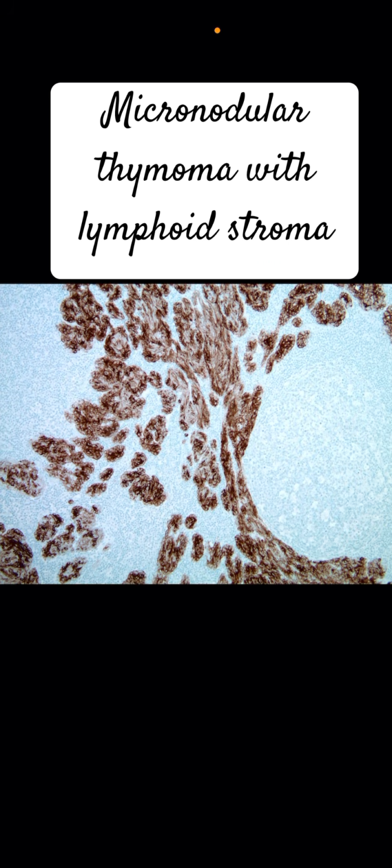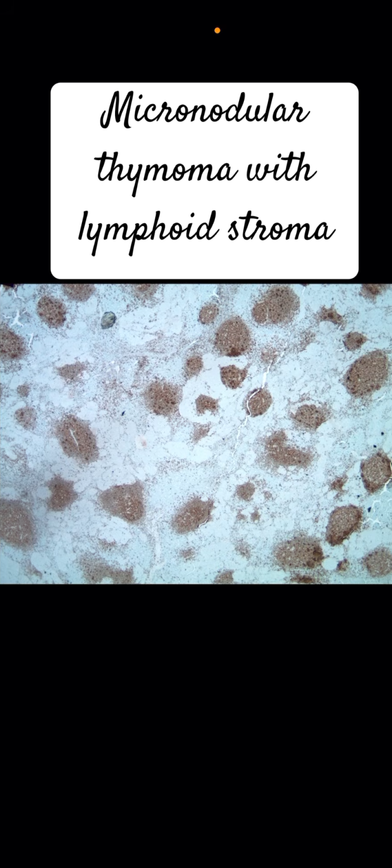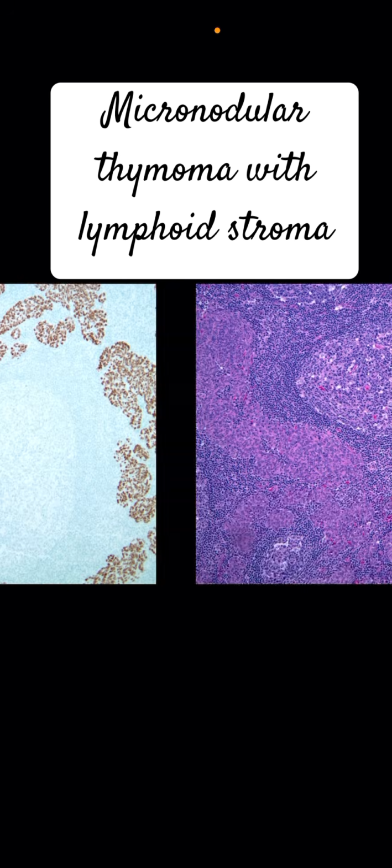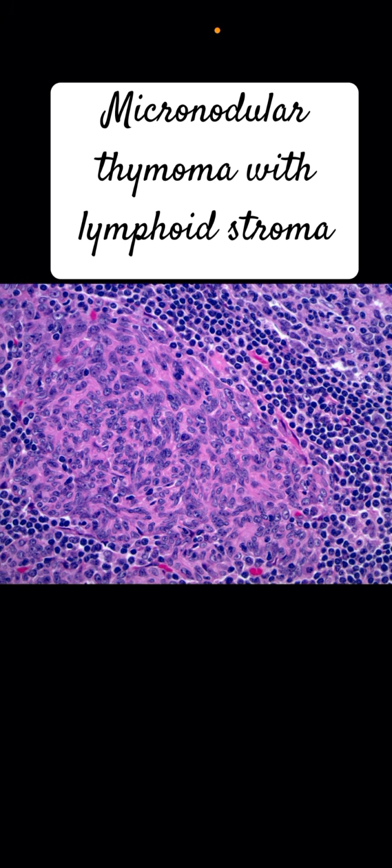The stain here is CD20. So you see many, many lymphoid follicles with germinal centers in the background. So the cool thing about micronodular thymoma with lymphoid stroma is that in contrast to usual thymomas where the neoplastic component is epithelial, but the background is predominantly CD3 positive, TdT positive T cells, in this thymoma, the background is a florid B cell hyperplasia, CD20 positive. And in this way, this thymoma is different than other thymomas.